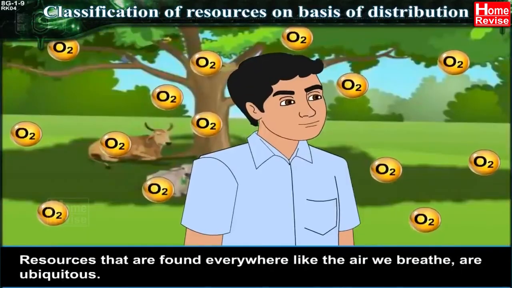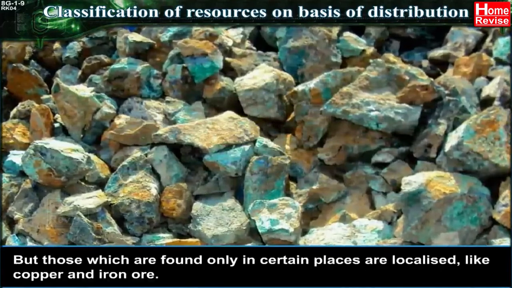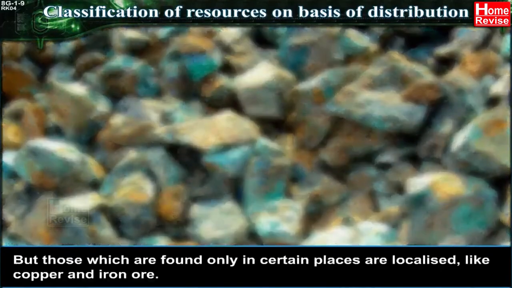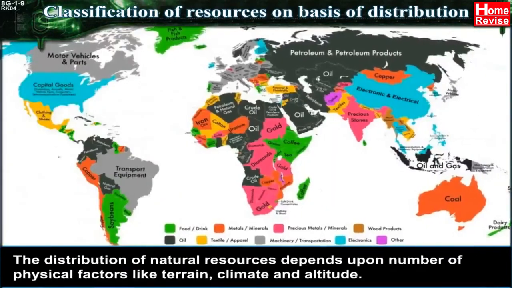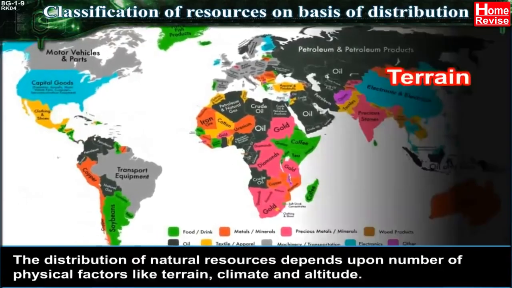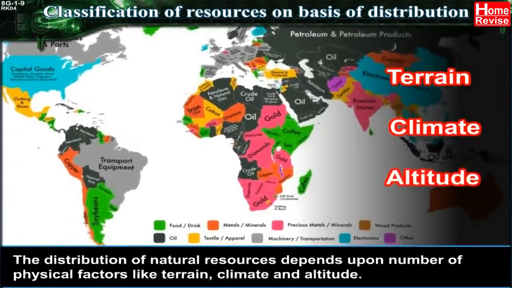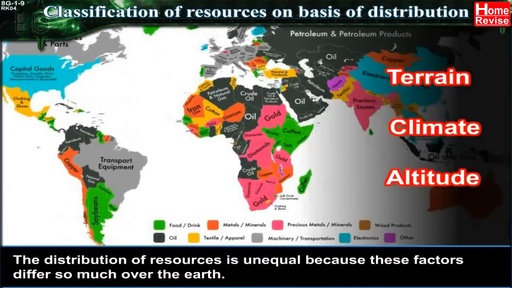Resources that are found everywhere, like the air we breathe, are ubiquitous. But those which are found only in certain places are localized, like copper and iron ore. The distribution of natural resources depends upon a number of physical factors like terrain, climate, and altitude. The distribution of resources is unequal because these factors differ so much over the earth.